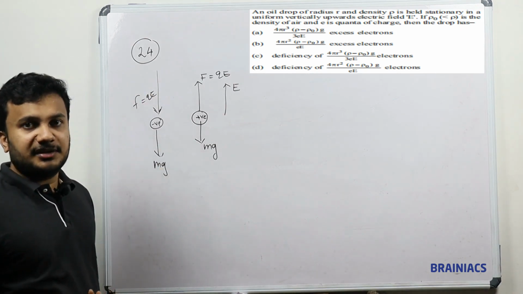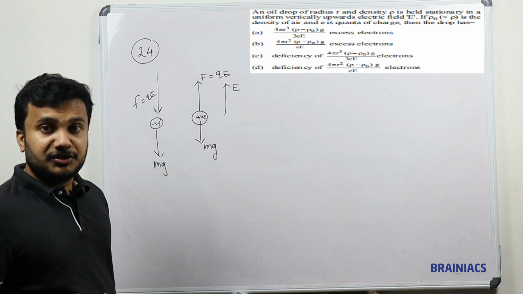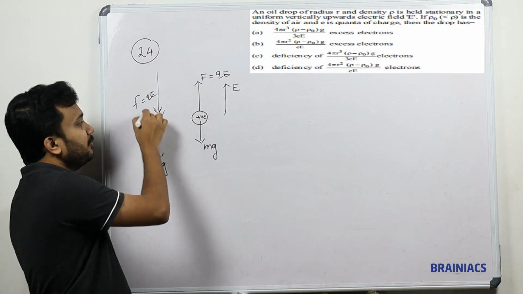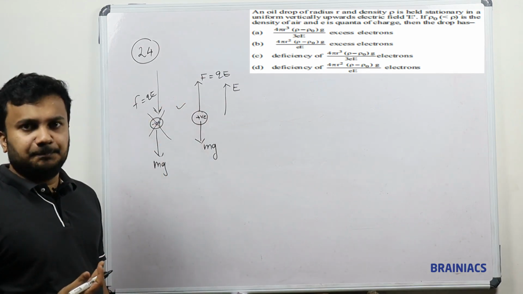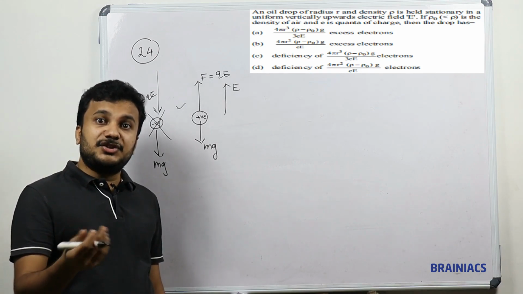If both forces are acting in the same direction, will this body come to equilibrium or a stationary state? No, it will move downward. So a negative charge will not be possible. Definitely it should be a positive charge. Positive means gaining the electron or losing the electron? Positive means losing the electron.